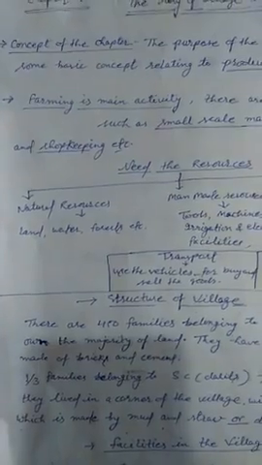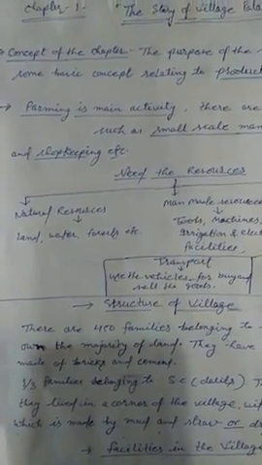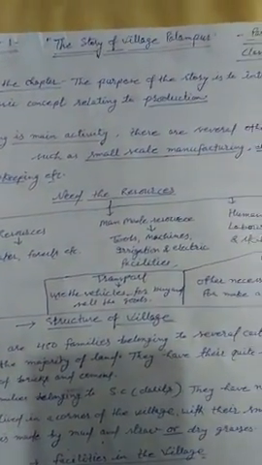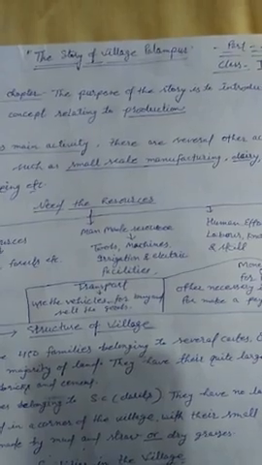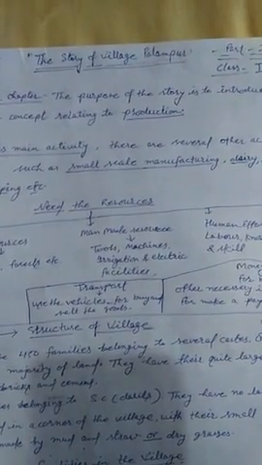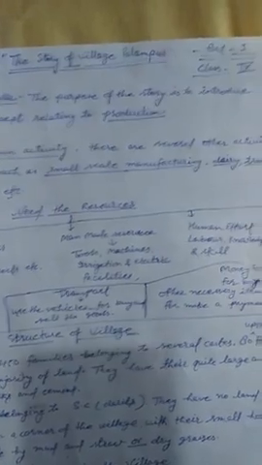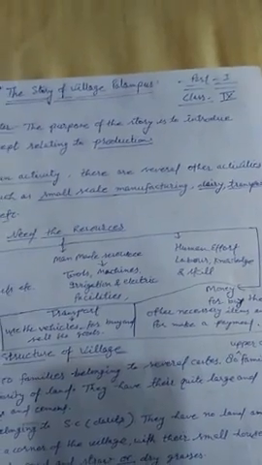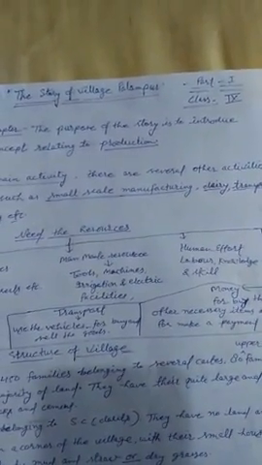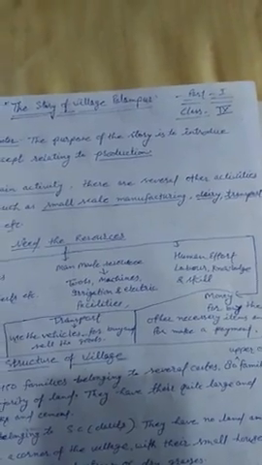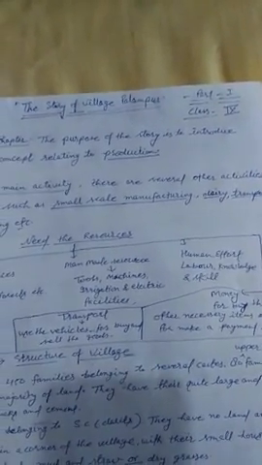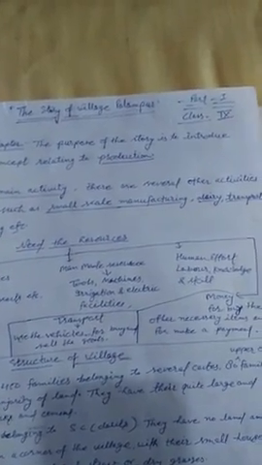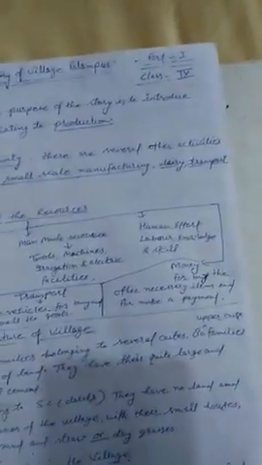First, natural resources. From these, we use the land, water, forest, etc. The next one is man-made resources. Man-made resources means tools, machines, irrigation facilities, and electric facilities. The next one is human effort. Without human effort, we can't do any activities. Even if we have all types of facilities, without human effort, we can't do anything. And in human effort, we need labor and also knowledgeable and skilled labor.